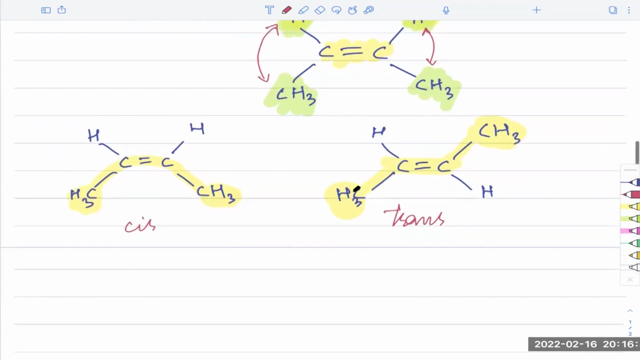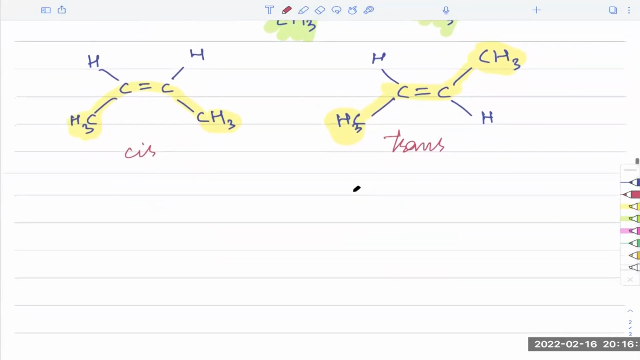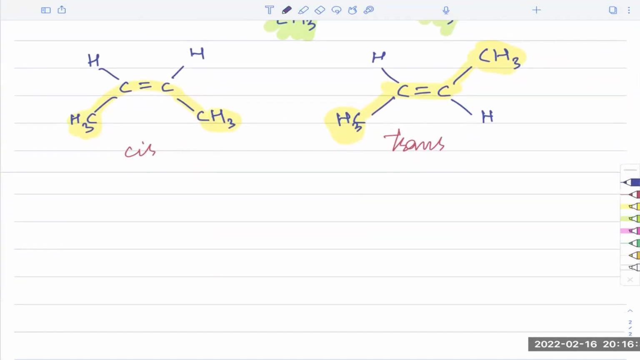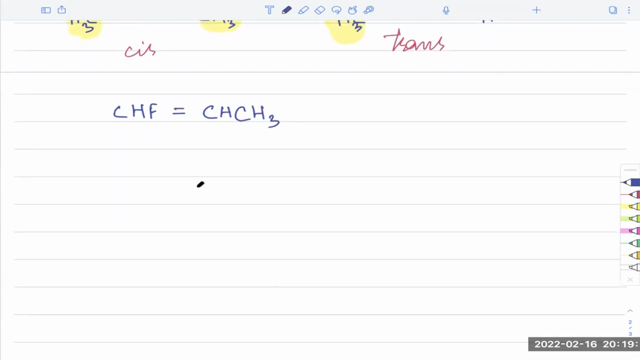All right. You can get the same thing. I'm going to give you a compound. Try to draw the cis trans isomerism of that thing. All right. So how do we do this? We draw the standard diagram for cis trans. Okay. And then on the left carbon, I have a hydrogen, I have a fluorine. On the right carbon, I have a hydrogen, I have a methyl.